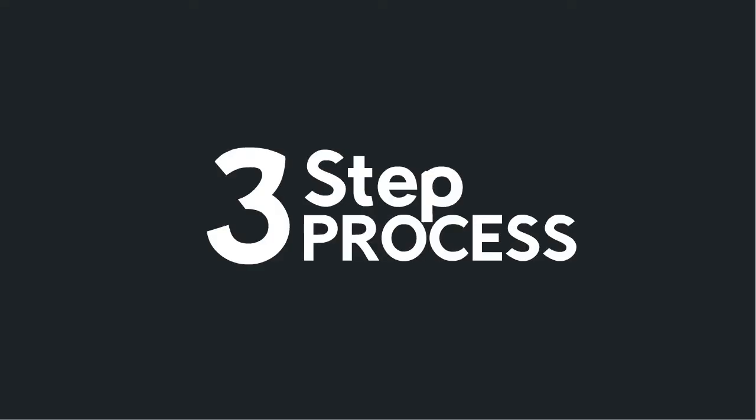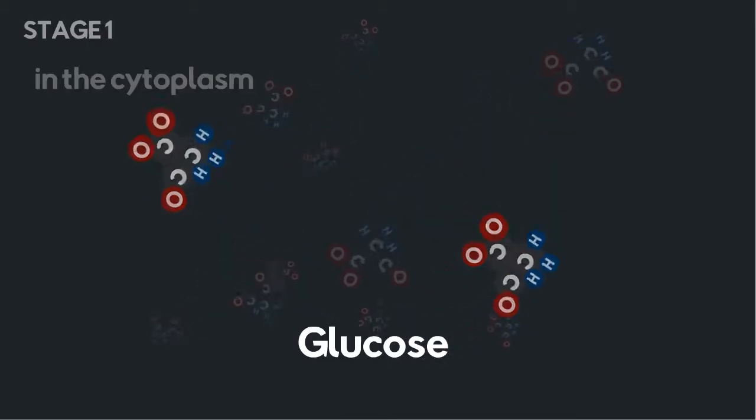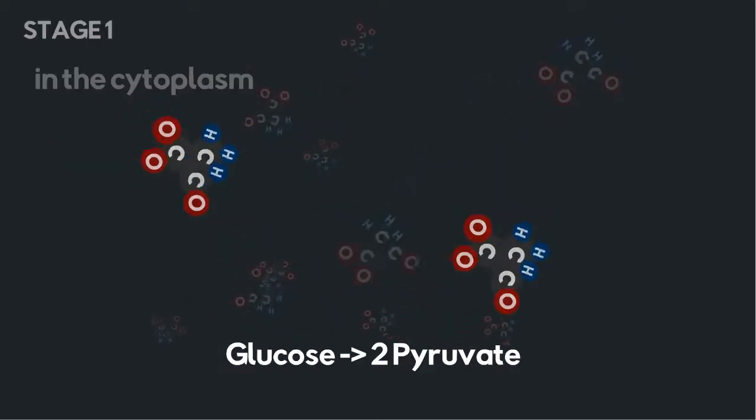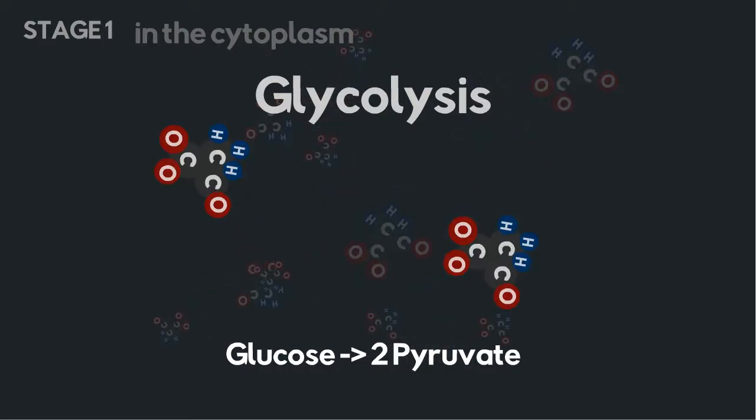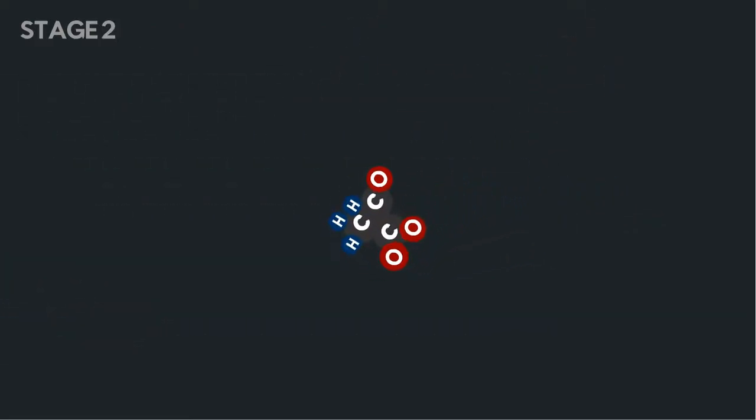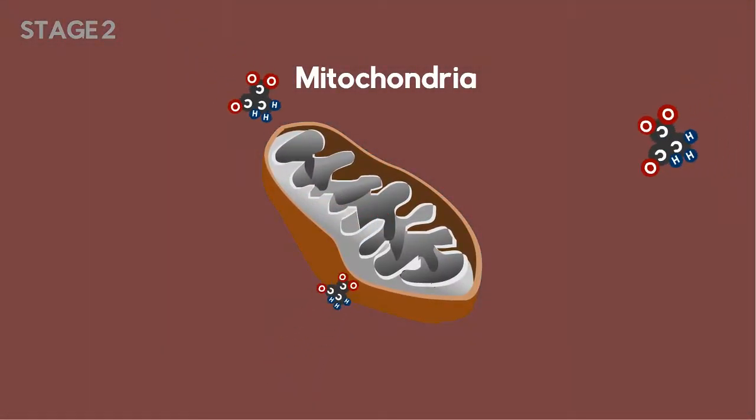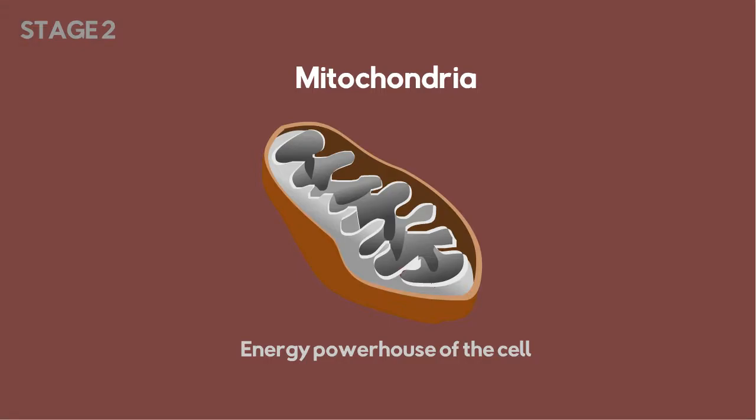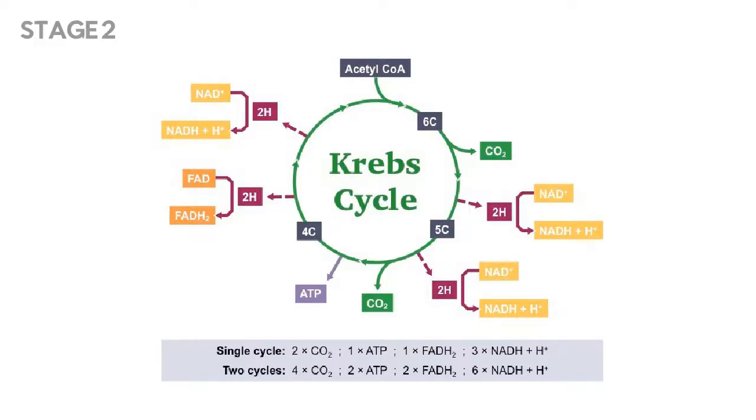Briefly, in stage 1, glucose is broken down in the cytoplasm of the cell in a process called glycolysis. In stage 2, the pyruvate molecules are transported into the mitochondria. The mitochondria are the organelles known as the energy powerhouses of the cell. In the mitochondria, the pyruvate, which have been converted into a 2-carbon molecule, enter the Krebs cycle.